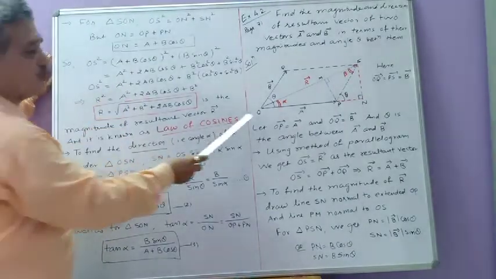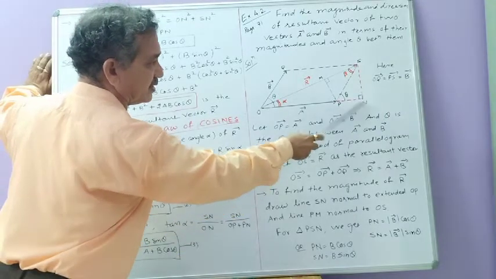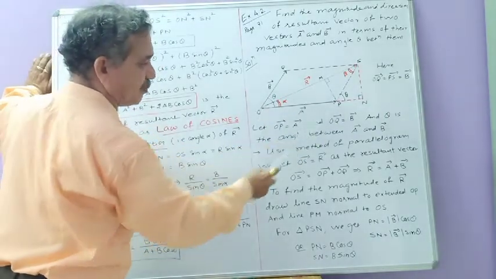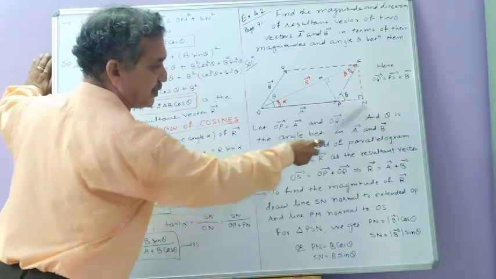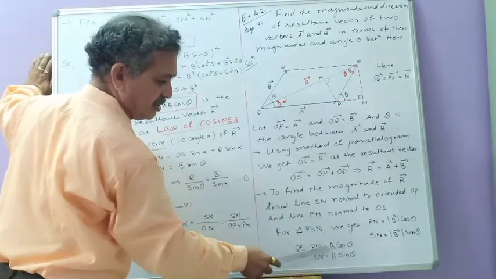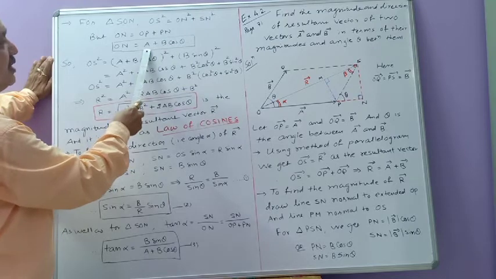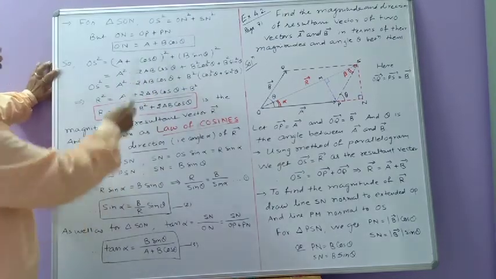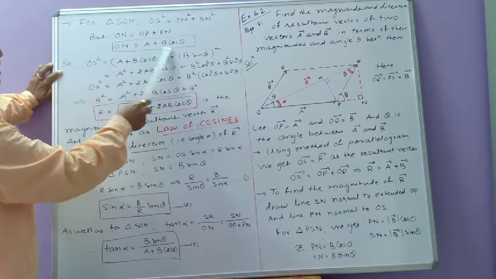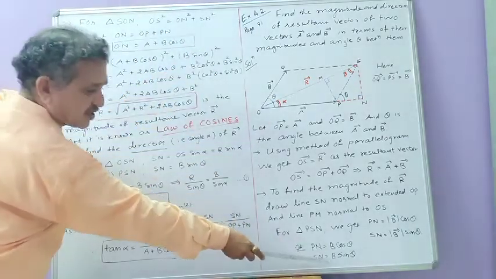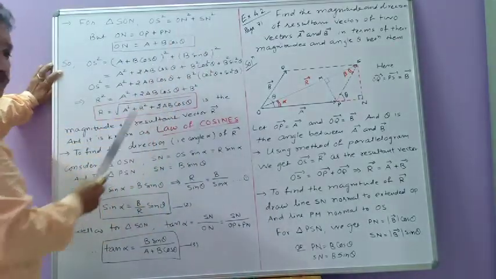But what is ON? This distance ON is equal to the sum of two distances, one is OP, another is PN, where OP is the magnitude of vector OP, equal to the magnitude of A, simply A, and PN is B cos theta. So ON equals OP plus PN equals A plus B cos theta. So we get OS square equals ON square plus SN square, where ON is replaced by A plus B cos theta and SN is replaced by B sin theta. So A plus B cos theta whole square plus B sin theta square.